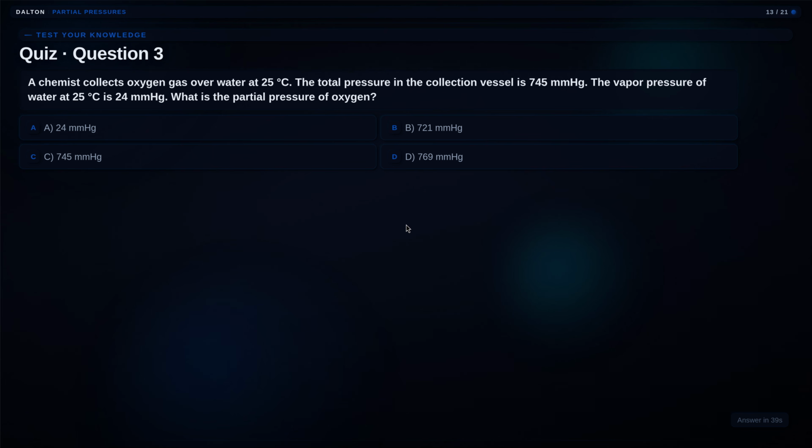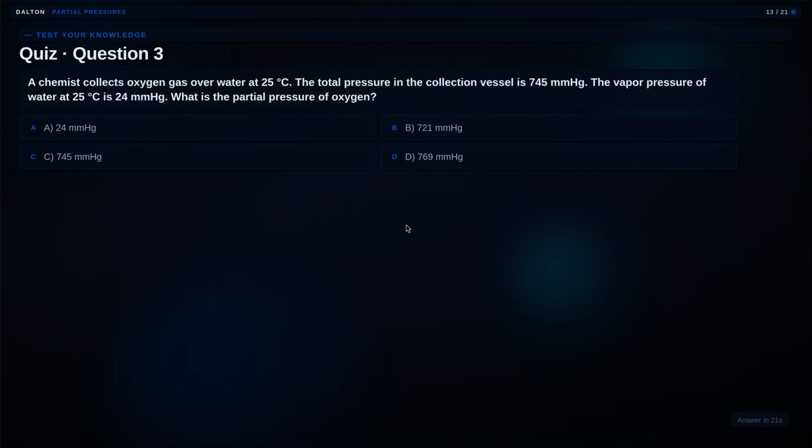The four options are A. 24 millimeters of mercury, B. 721 millimeters of mercury, C. 745 millimeters of mercury, or D. 769 millimeters of mercury. Pause and consider.